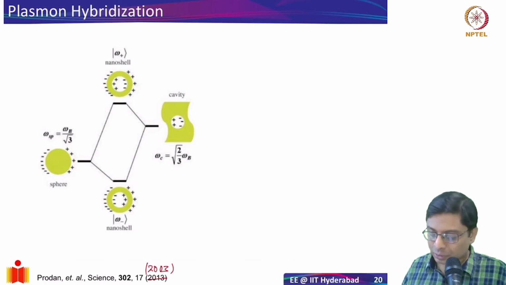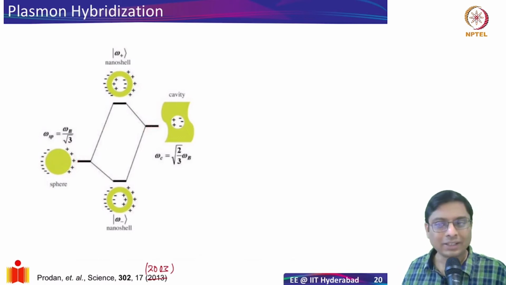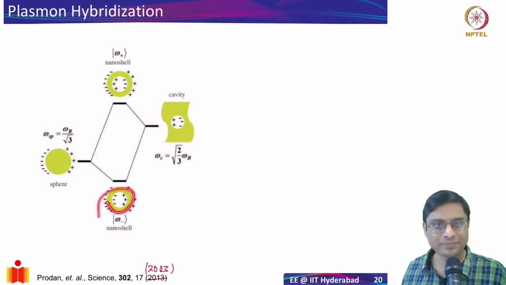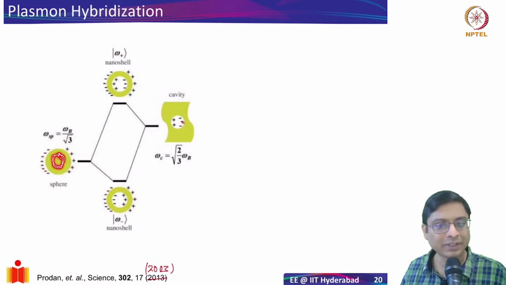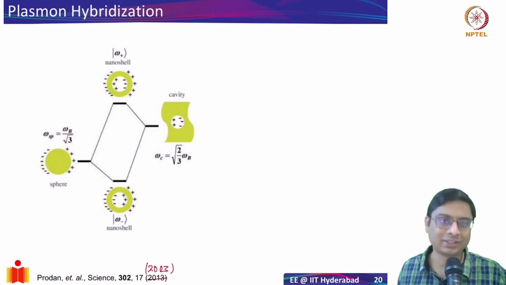Similarly, you take these two resonances and I cause them to interact. How do I do that? Well, I can make a ring structure. Essentially, I have the outer shell, and if I remove the center part of the sphere, then I have a ring structure. Then what kind of resonances will it exhibit?